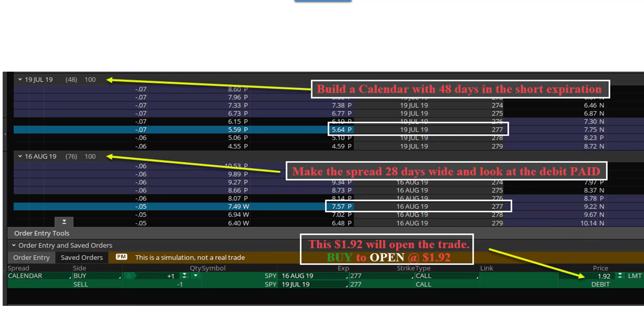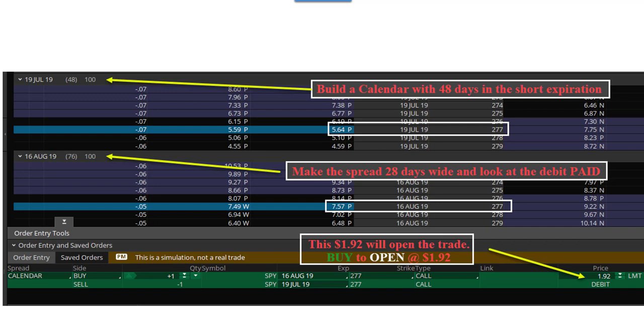Another way to recognize what your calendar might be worth after time has passed is to build two different trades. Make one trade your entry and make the other trade your exit. It sounds a little confusing, doesn't it? Here's an example. Suppose I wanted to build a calendar and I make it with 48 days to expiration. What would my trade be worth when there is only 2 days left until expiration?